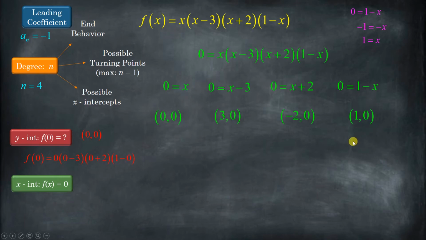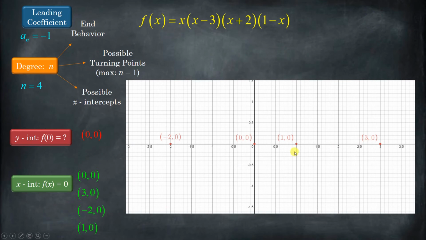All right, so here's what we got. We know what the end behavior is going to look like. This one's going down both ways. We know that the maximum number of turning points is 3. We know the maximum number of x-intercepts is 4, and we do have 4 x-intercepts. So let's go ahead and put all this on a graph. I plotted the x-intercepts using Desmos. It looks like this.